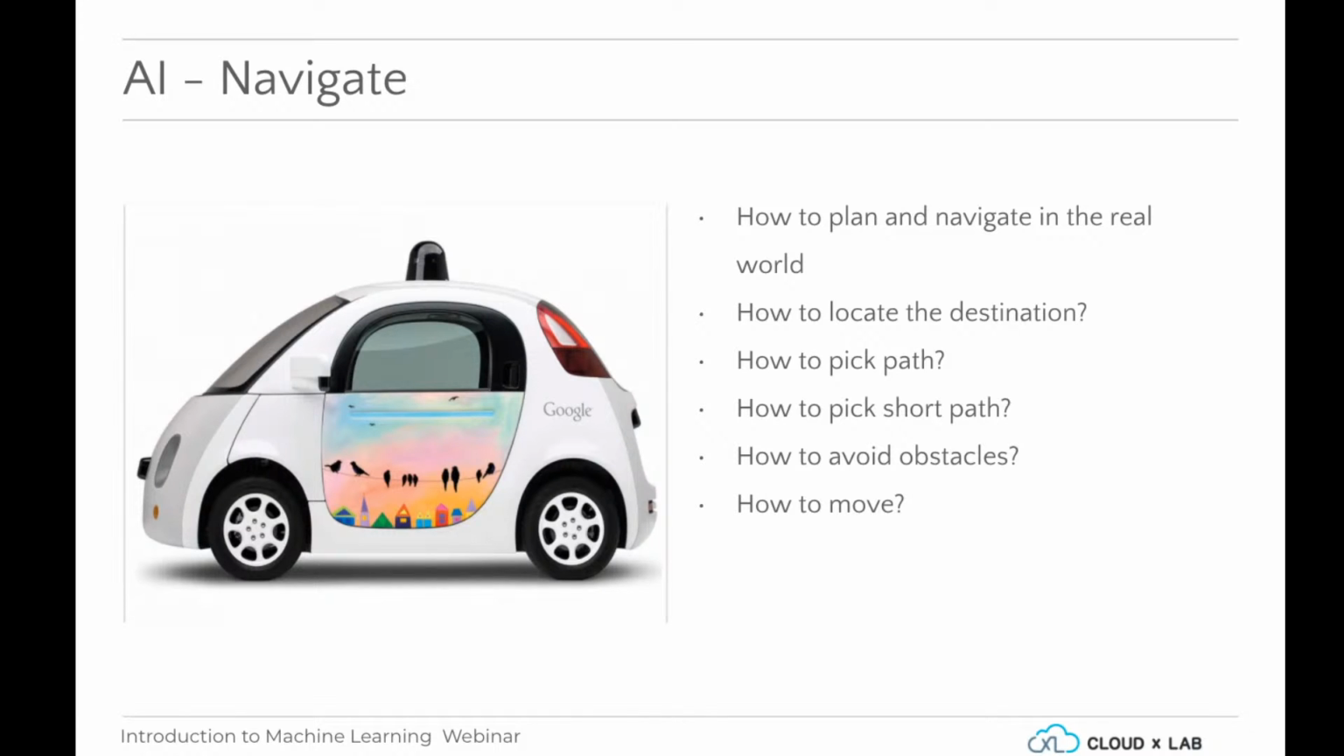Navigation is another big issue that AI is solving. Self-driving cars are quite close. So the problems are, how do you plan and navigate in the real world? How do you locate the destination? How to pick a path? What is the shortest path? How to avoid obstacles? How to move? How to not have accidents, etc. There are a lot of these issues which AI resolves for navigation.